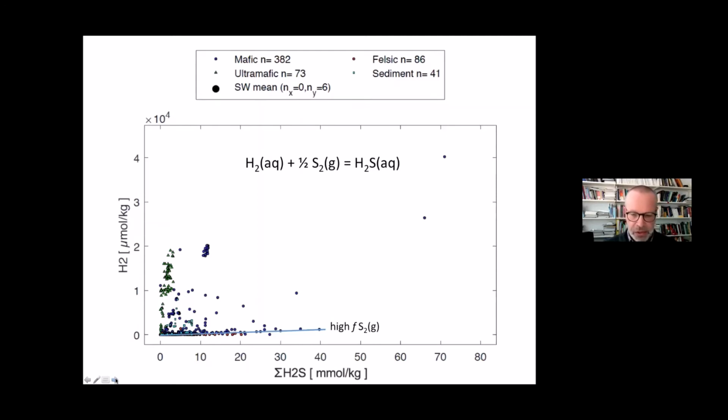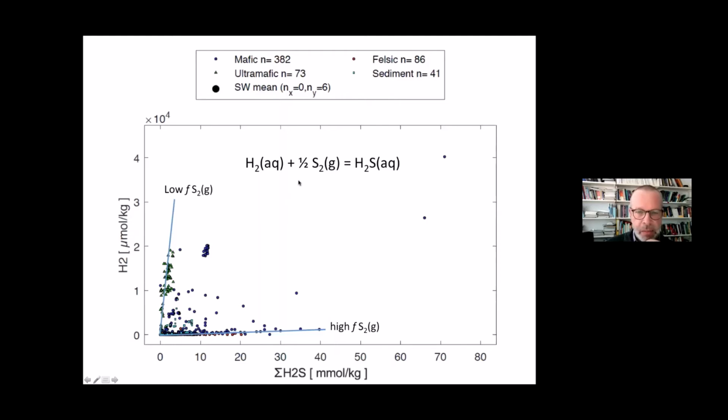water rock reactions. So next we are plotting hydrogen versus hydrogen sulfide. And again, we see these two branches. And these two aqueous species can be related by this simple equation here. And what you see here is sulfur gas, okay?